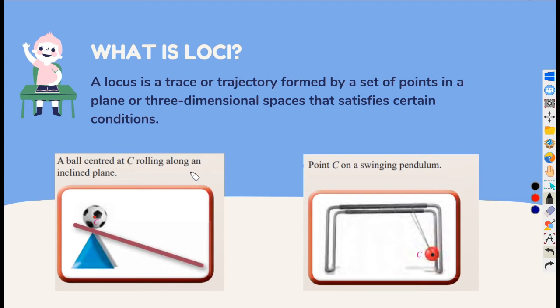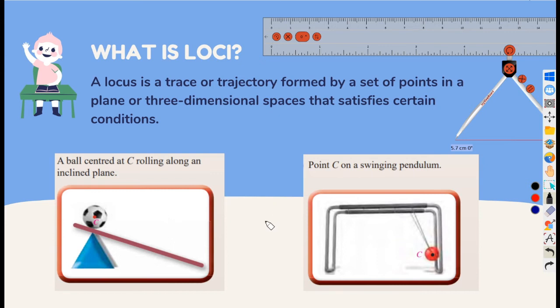A ball, centered at C, rolling along an inclined plane. So this is the center. What is the loci? It's a trajectory, the trajectory of a ball rolling along an inclined plane. This ball is rolling along, so it will go parallel to the inclined plane. So how do we want to draw the loci?